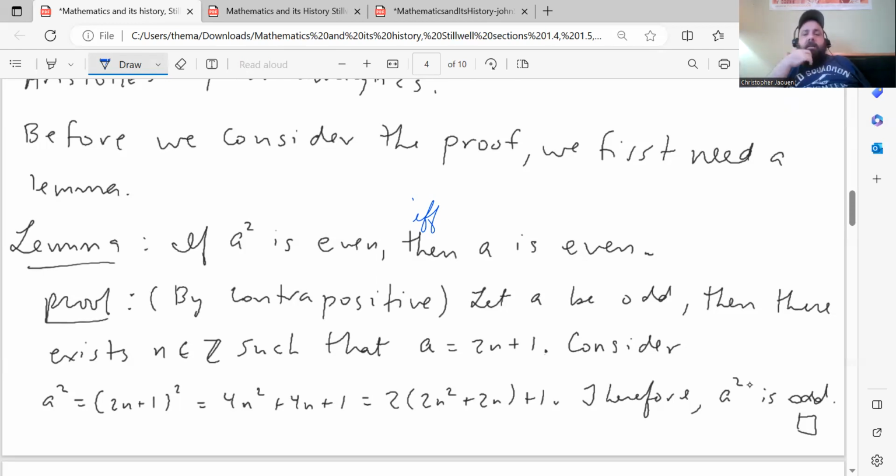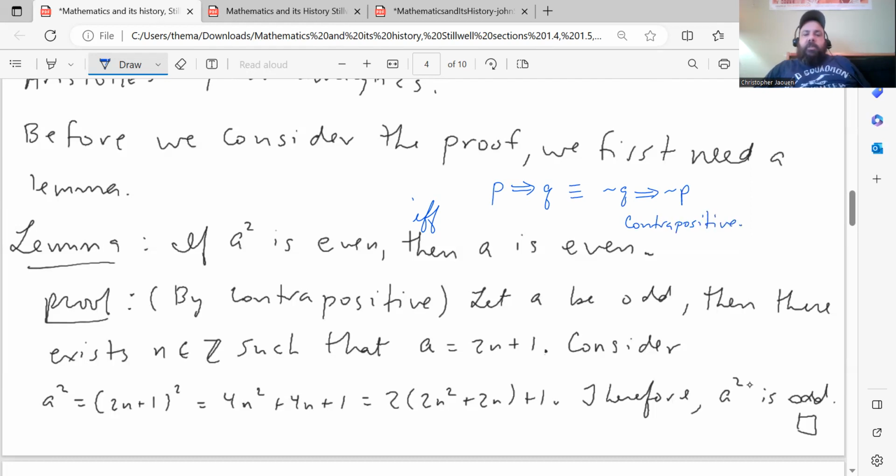Let a be odd. So the contrapositive, in case you don't remember from when you learned logic: this is called a conditional statement, read if p then q. The contrapositive statement of this is: if not q, then not p. This is called the contrapositive.